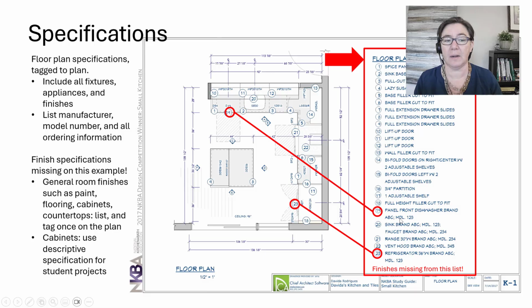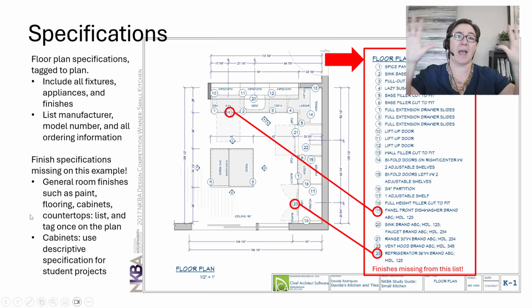Next, we see the model number. This one says model 123. And then if there was any other information that needed to be included, we would put that there. That's it. All right, it's very pared down set of specifications. Notice the finish specifications are missing. I already said that. Sorry about that.